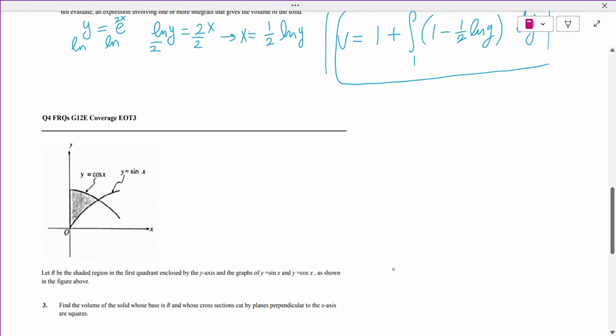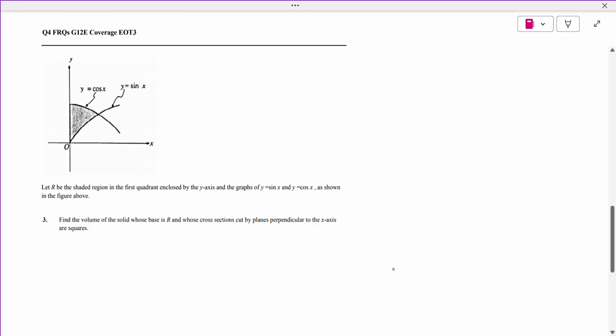Moving on to question 3. Question 3 says, let R be the shaded region in the first quadrant enclosed by the y-axis and the graph of sine and cosine. Find the volume of the solid whose bases are R and whose cross sections cut by planes perpendicular to the x-axis are squares. So we don't need to isolate x here.